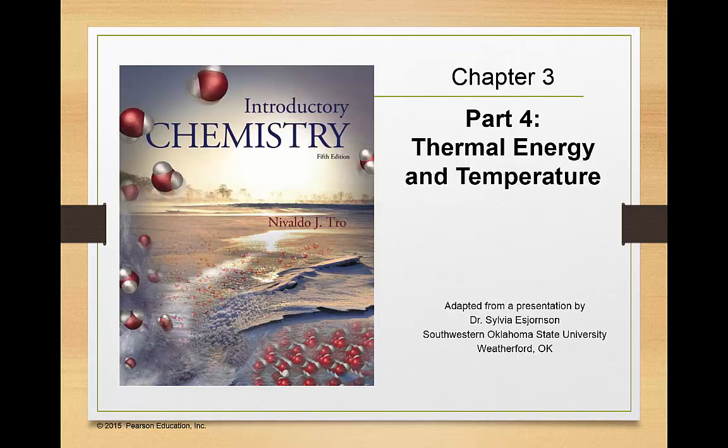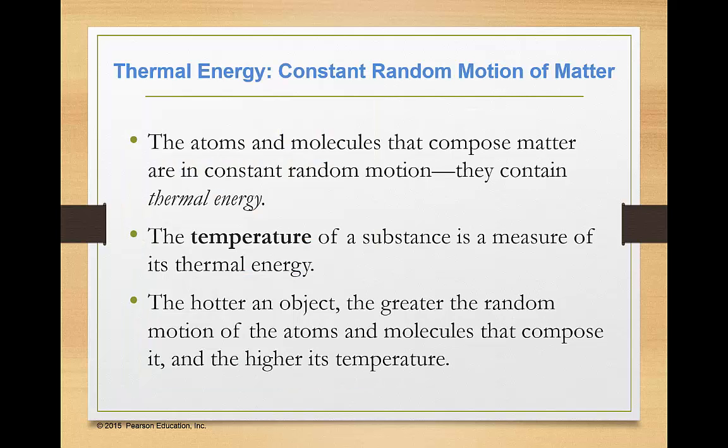In part 4 of this chapter, we will look at thermal energy and the different units of temperature that we use when doing calculations in chemistry. So thermal energy is just going to be the constant random motion of material and matter. The atoms and the molecules that make up matter, we've said several times, are never completely still, even in a solid. They're moving or vibrating around a fixed point. So they're constantly in a random motion pattern, and that motion converts to thermal energy.